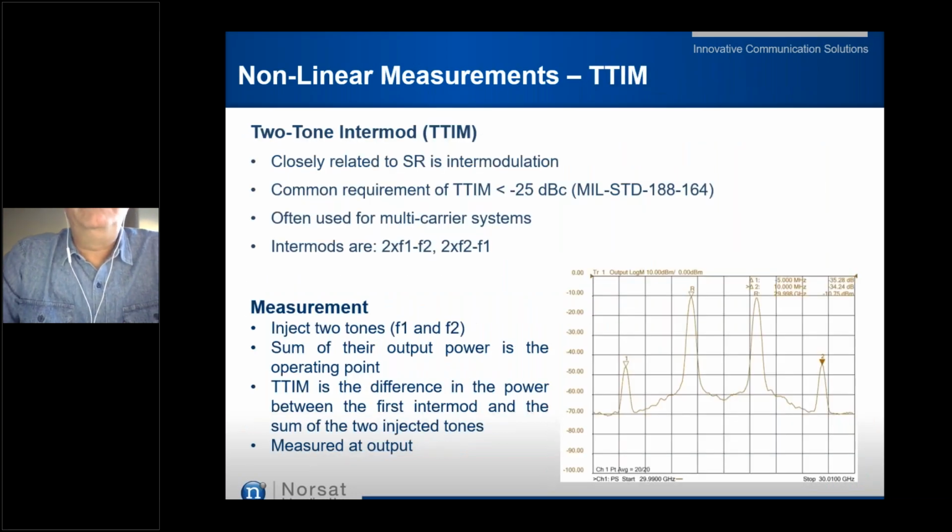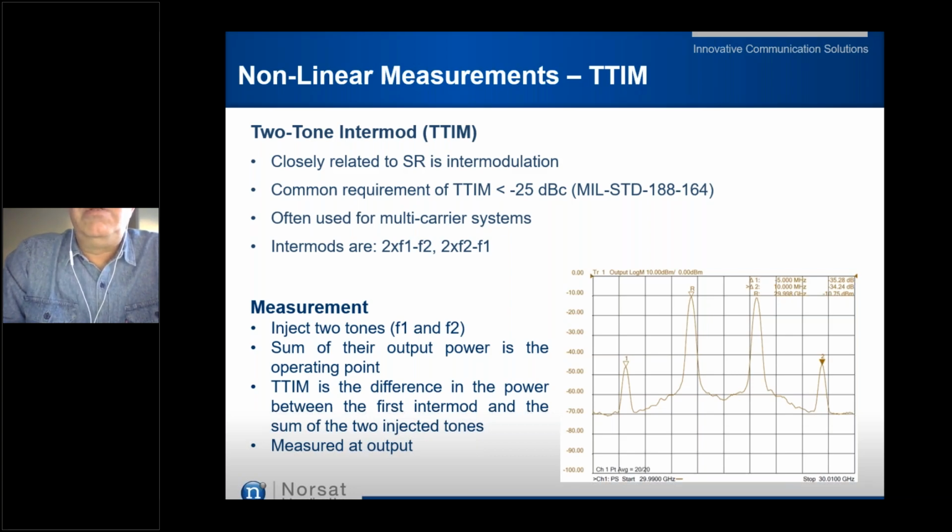Two-tone intermod is related to spectral regrowth, as they're both intermodulation products. A common requirement is MIL-STD-188-164, with a two-tone intermod of -25. That's very common, and it's often used to specify multi-carrier terminals, where the terminal with the amplifier is going to use different carriers.